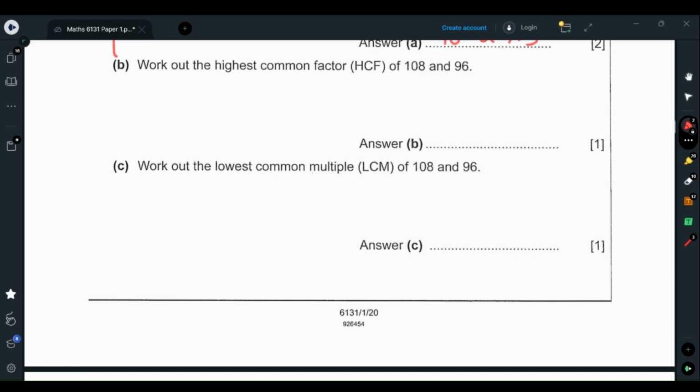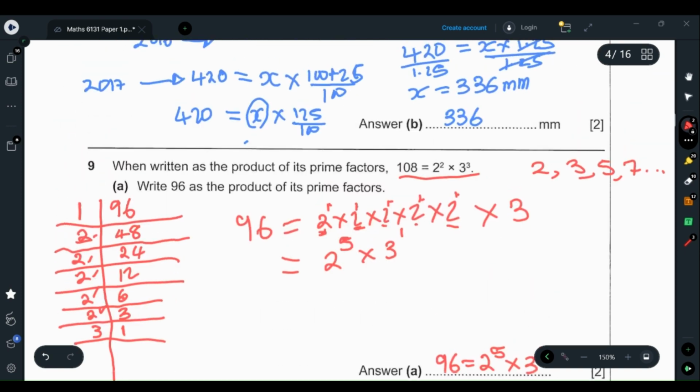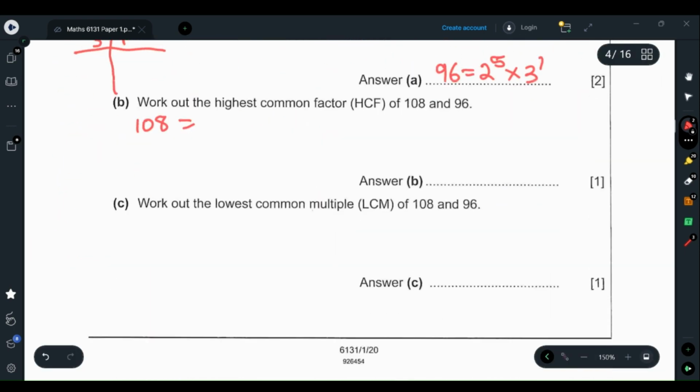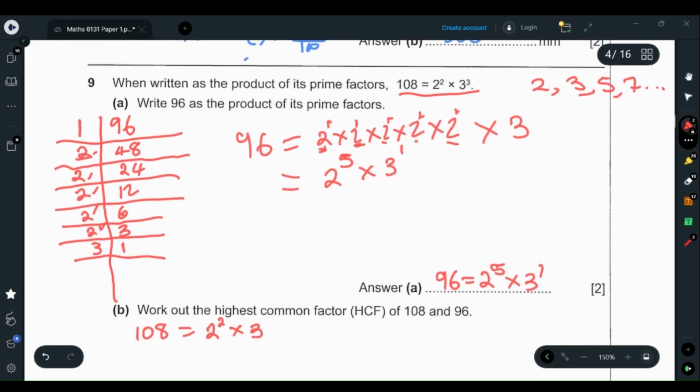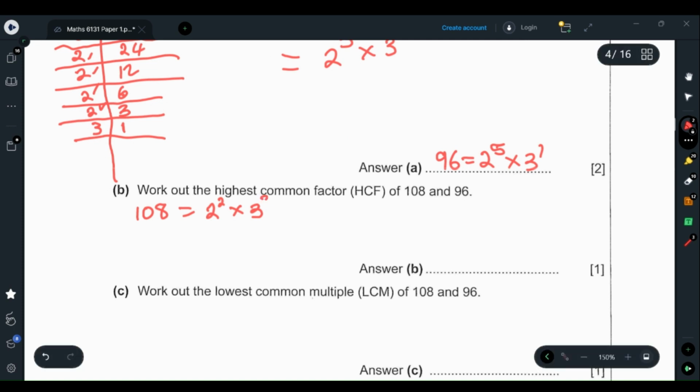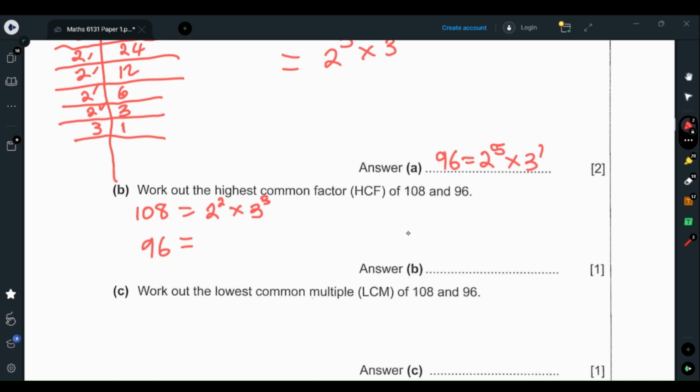Factor of 108 and 96. Okay, 108 and 96 to the power 5 times 3 to the power 1.